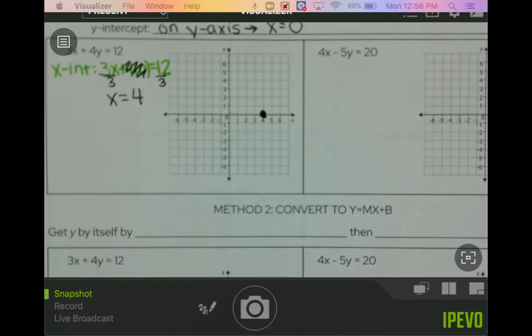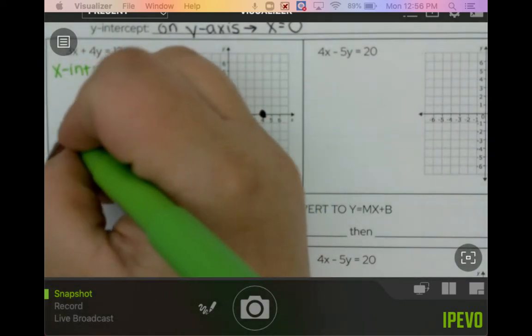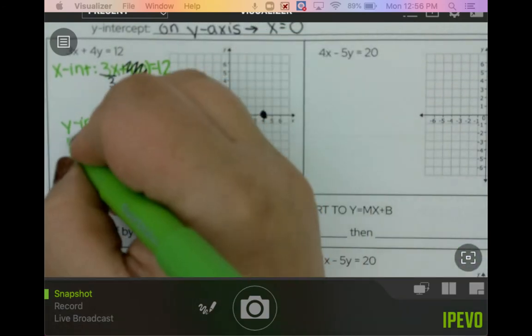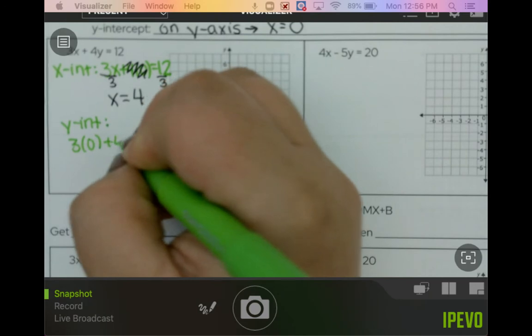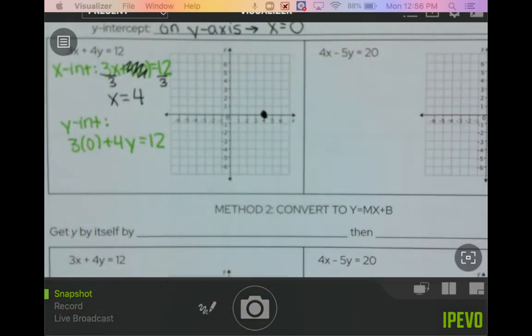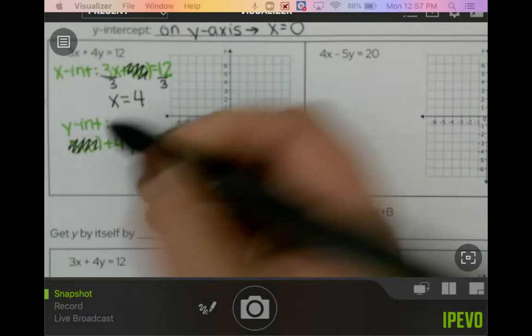Then you want to find the y-intercept. And for the y-intercept, you make x 0. Sorry, I know that takes a minute. And then 3 times 0 is 0. So this doesn't really need to be there.